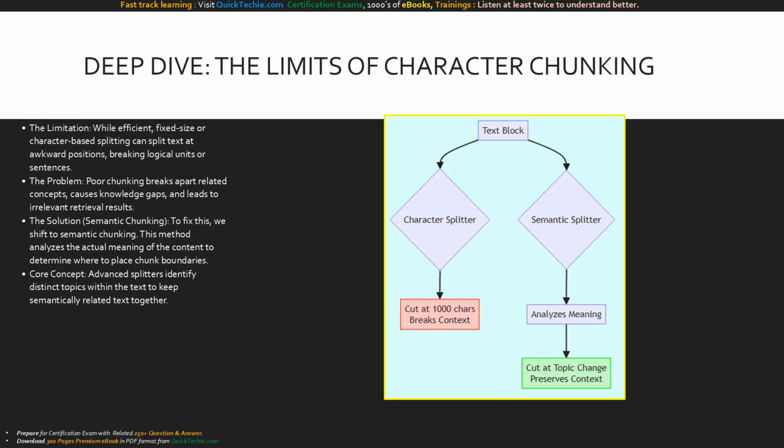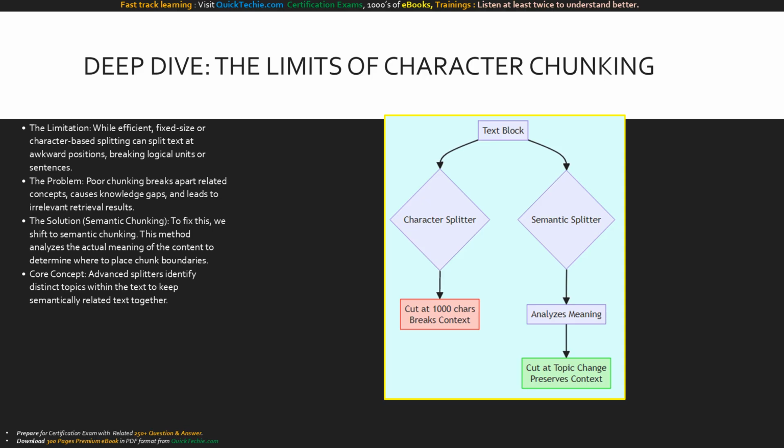While recursive character splitting is a fantastic default, we need to talk about its limitations as senior engineers. The harsh reality is that counting characters is a blunt instrument. Sometimes, a single complex thought spans across multiple paragraphs. Character-based splitters don't understand meaning, they only understand size. Consequently, they can split text at incredibly awkward positions, completely breaking logical units. When you break related concepts apart, your AI experiences severe knowledge gaps and retrieves irrelevant data.